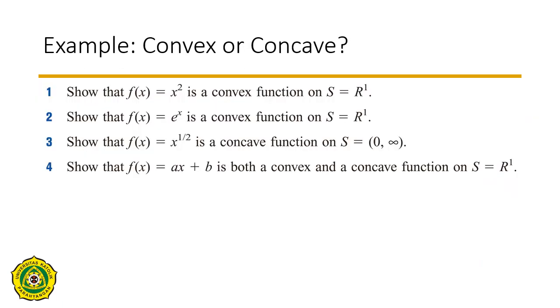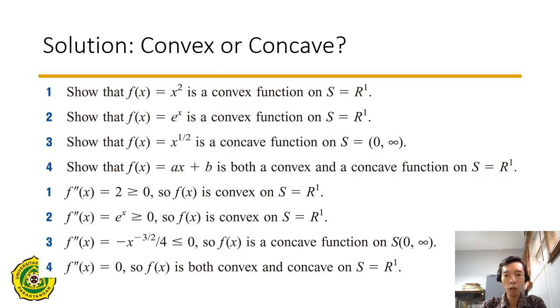Now we have 4 examples here, and for each of these functions we need to determine whether it is a convex function, a concave function, or both convex and concave. And for each function we have the domain. This is the real numbers R, this is the real numbers, this is between 0 and infinity, and the last one is again S equal to the real numbers. Although we may draw the graph for each of these functions because they contain only one variable x, here we are going to use the second derivative to determine whether a function is convex, concave, or both.